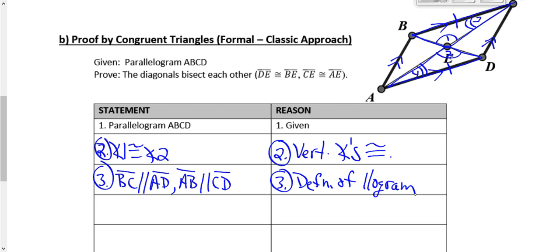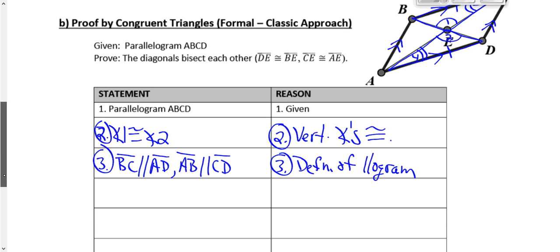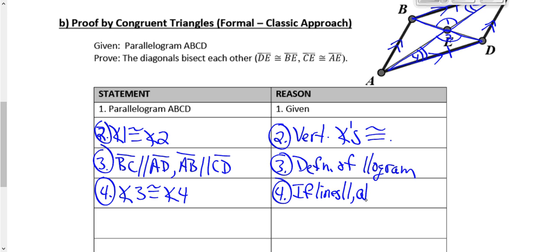So we can't state those angles till we have it stated, right? We stated they're parallel. So now what can we say? Angle 4. There you go. Reason: if lines are parallel, then what? Got it, yeah. Okay.